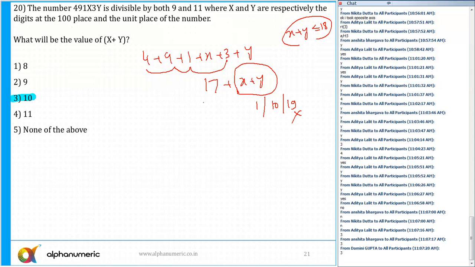So we can look for the divisibility rule of 11. So 491x3y.